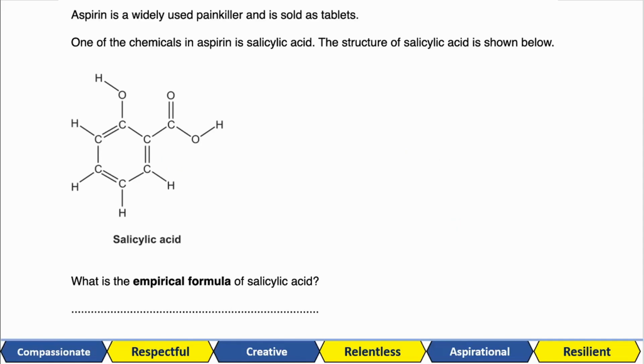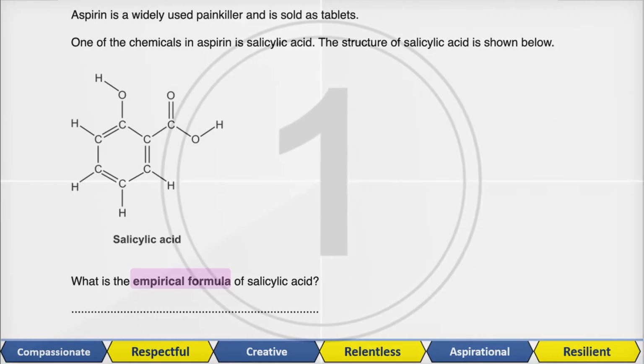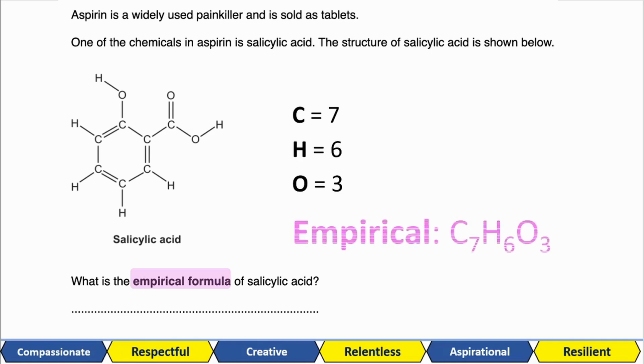Now one more task before we move on. Use the information we've looked at now to find the empirical formula for salicylic acid, which is this formula here. We have 7 carbon atoms, 6 hydrogen atoms, and 3 oxygen atoms. Here is where a few of you may have made a mistake. Since this is already the simplest whole number ratio, this is the empirical formula.